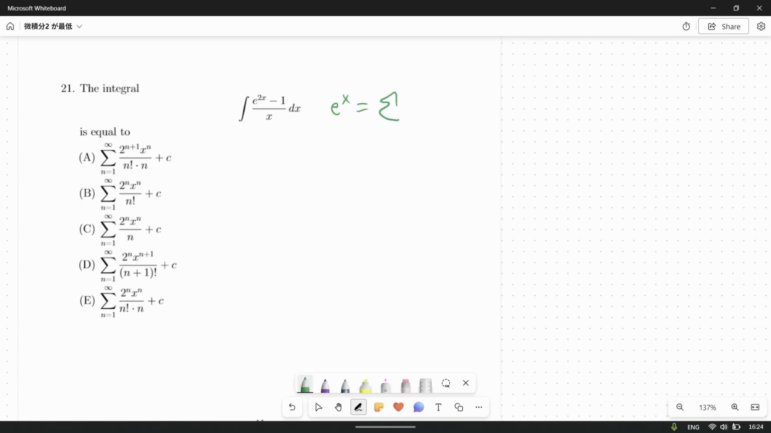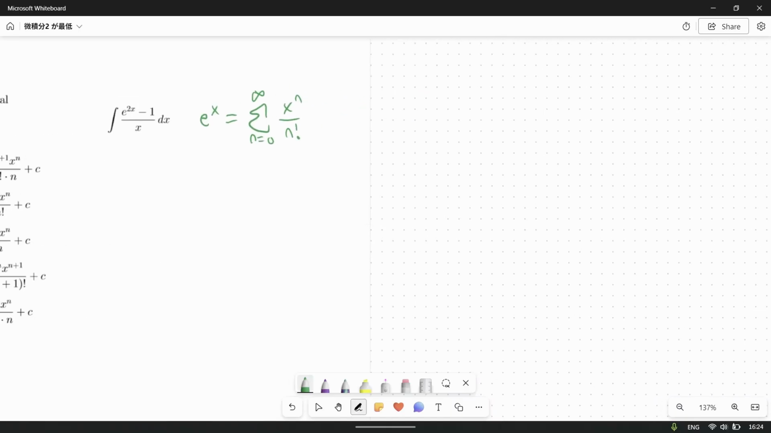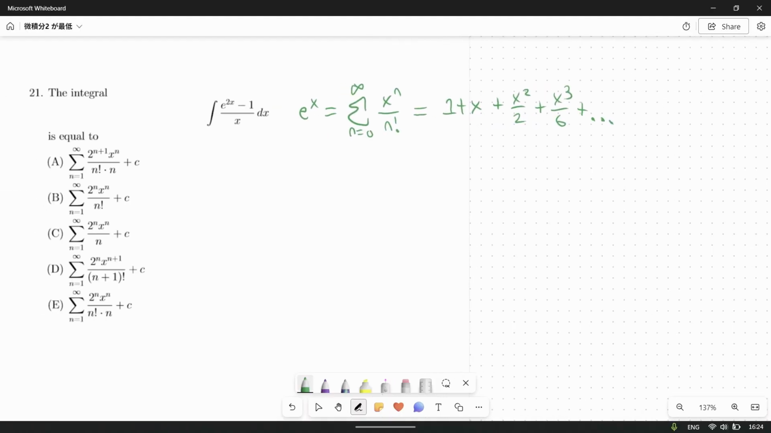that's going to be equal to the infinite sum from n equals 0 to infinity of x to the n over n factorial. And then when you expand that out, that would be equal to 1 plus x plus x squared over 2 plus x cubed over 6, and so on and so forth. Now there's a reason that I wrote out the expansion for the Maclaurin series as well.